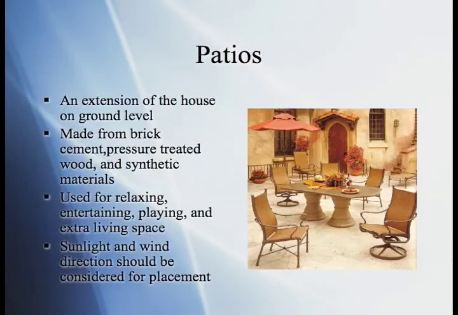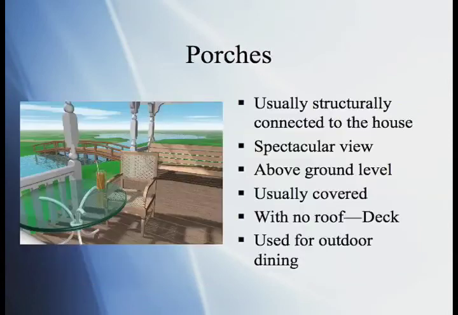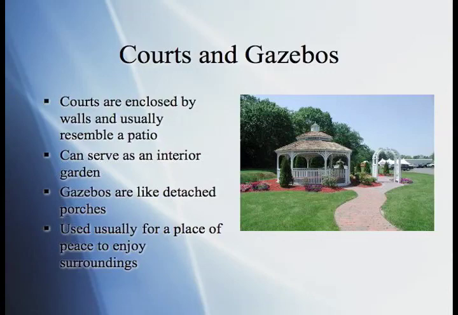Patios, porches, gazebos, and courtyards are also considered a part of the living area. Patios are an extension to the home on ground level. Usually, these are made from brick, cement, pressure-treated wood, or synthetic materials. Porches are above ground level and usually have a roof. If it does not have a roof, it's considered a deck. Courtyards are considered to be patios enclosed by 4 walls. Gazebos are like porches but detached from the house.